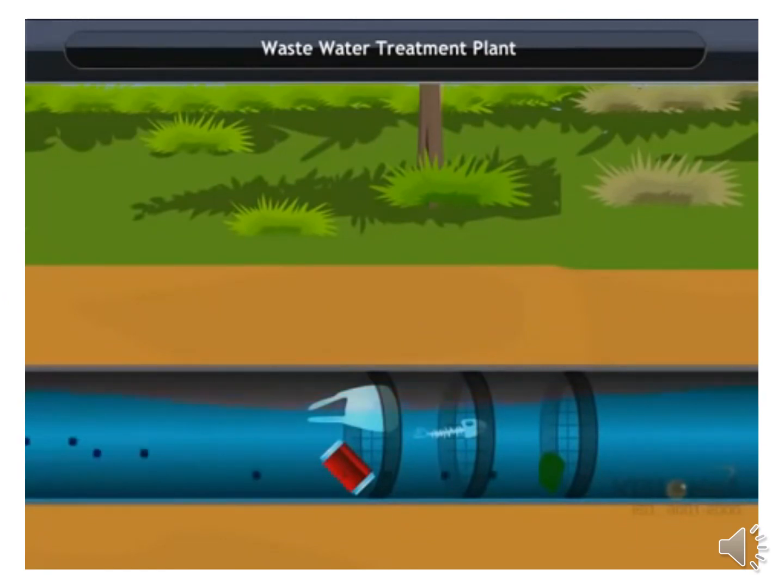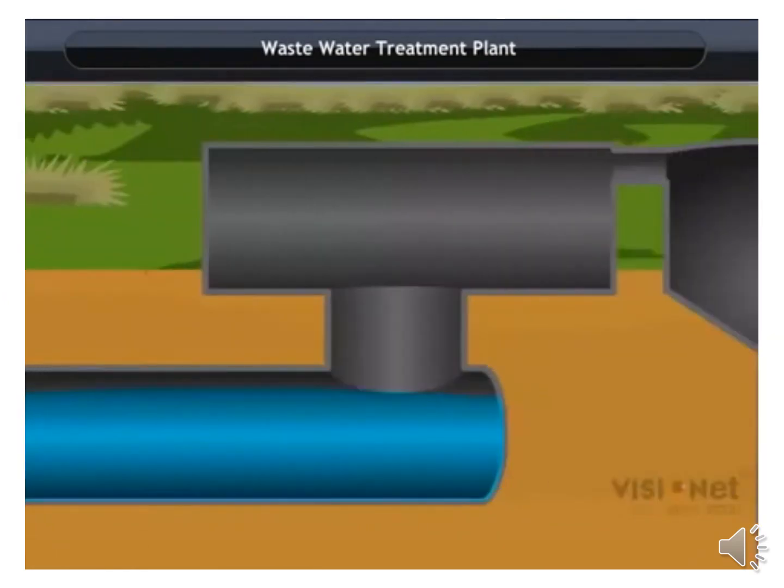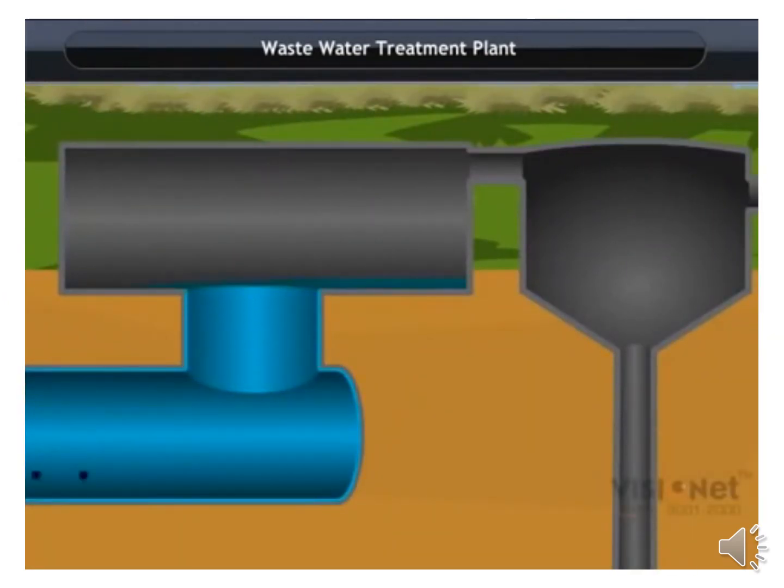Grit and sand removal. After the wastewater is treated through the bar screen, it goes into the grit and sand removal tank. In this tank, the flow of the water is slowed down to allow sand, pebbles and grit to settle down at the bottom of the tank.